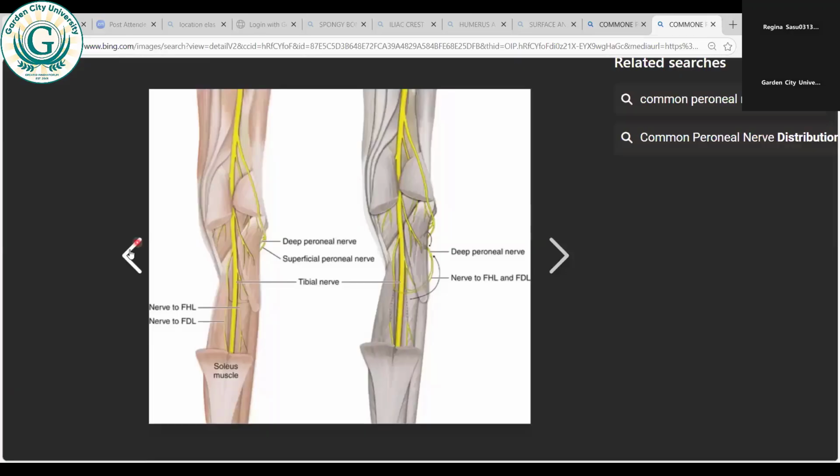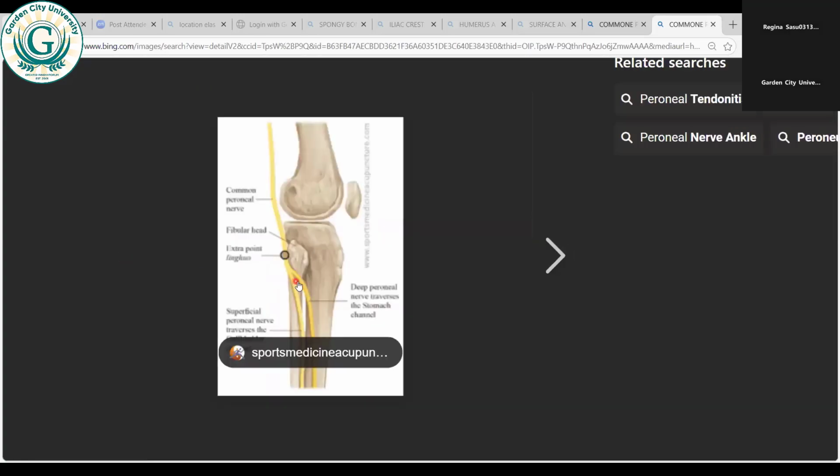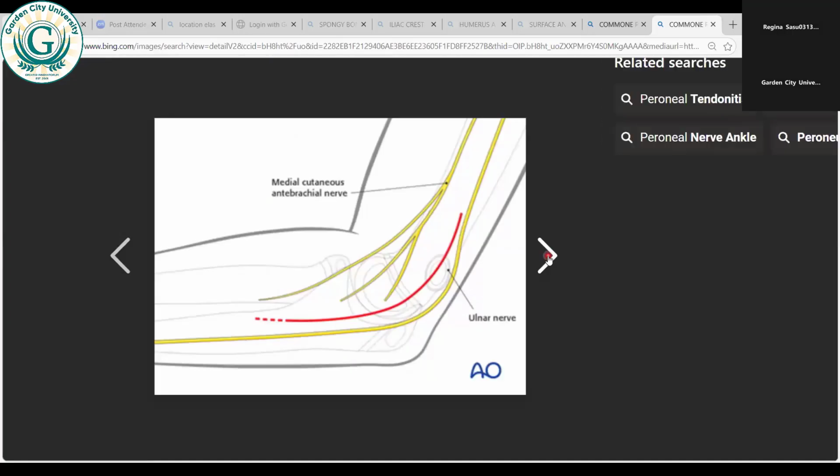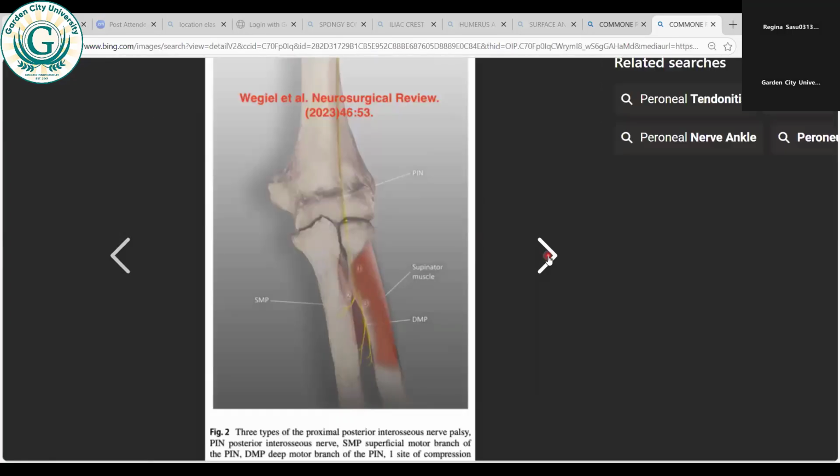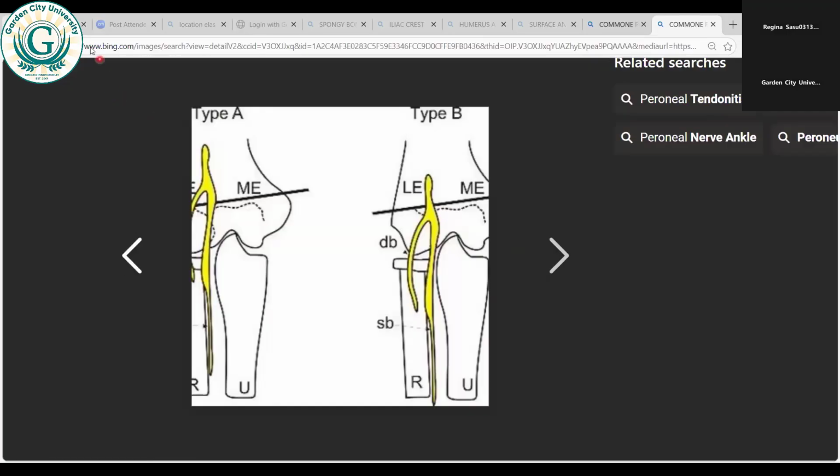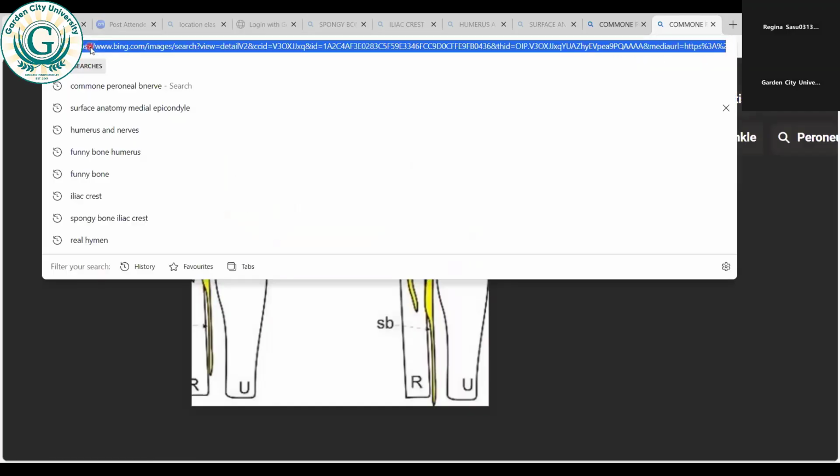The point that I want you to see is where the common peroneal nerve is passing. It's related to the neck of the fibula. So if there's a fracture of the neck of the fibula, it will also affect the common peroneal nerve.